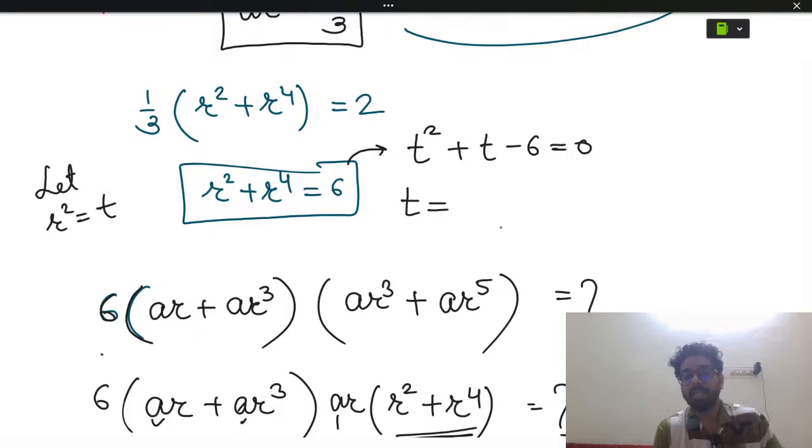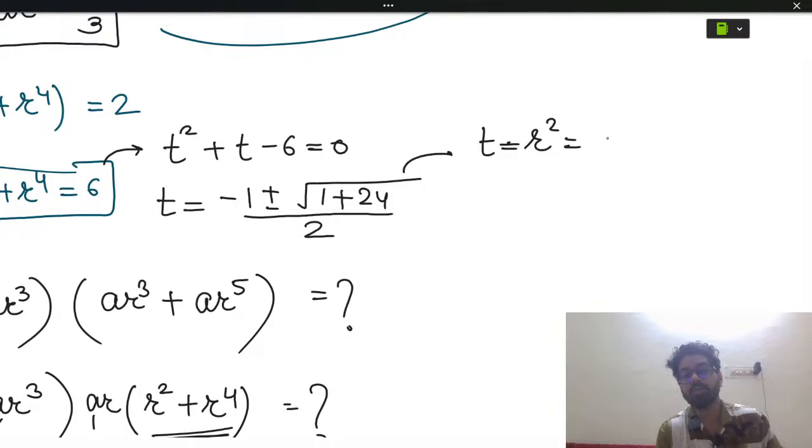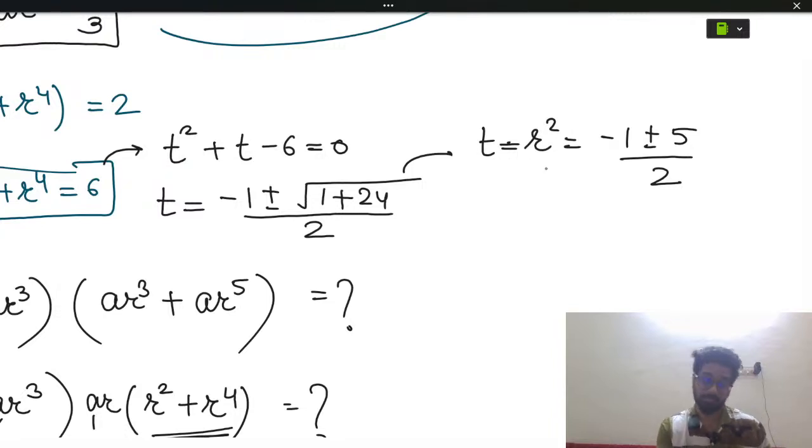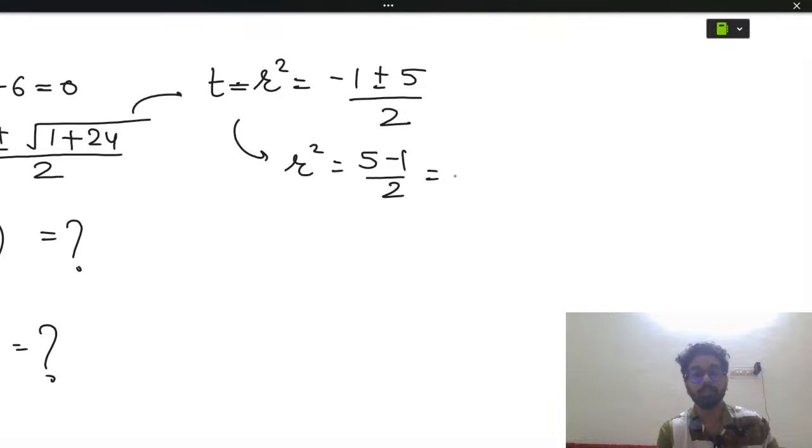From here I can get t equals minus 1 plus minus under root of 1 plus, b square minus 4ac, that's what you will get, divided by 2. 1 plus 24 is 25, root is 5. If I solve it further, I will get t, which is R square, equals minus 1 plus minus 5 by 2. Now t, or R square, is positive, so it cannot be minus 1 minus 5 by 2. So the only possibility left is that R square is plus 5 minus 1 by 2, which is 4 by 2, which is 2.